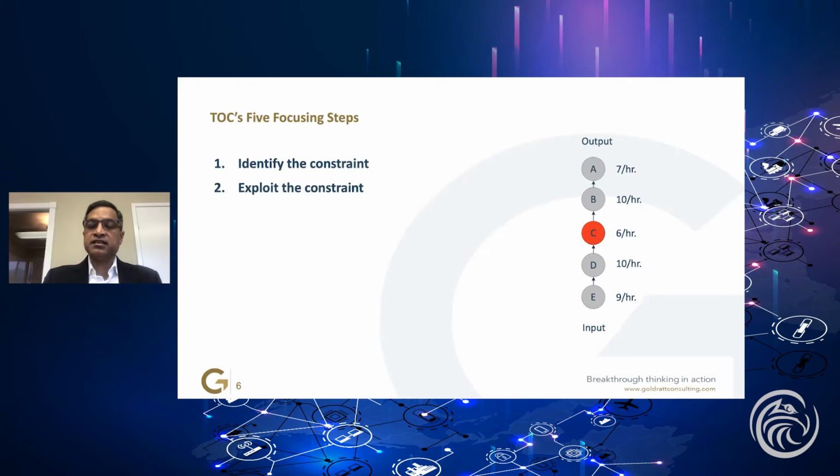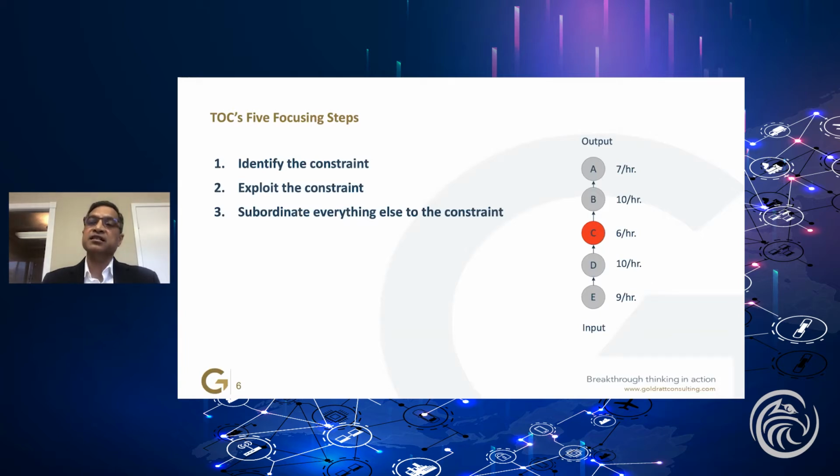Once we exploit the constraint, the next step is what we call subordinate everything else to the constraint. What does this mean? If you look at this picture, the primary job of machines D and E is to feed machine C only what machine C can produce, in the right order, in the right priority. Common sense would tell us that machine D should also produce only 6 per hour, and it should only produce what machine C ought to be producing in that sequence. It does not matter how much it can produce.